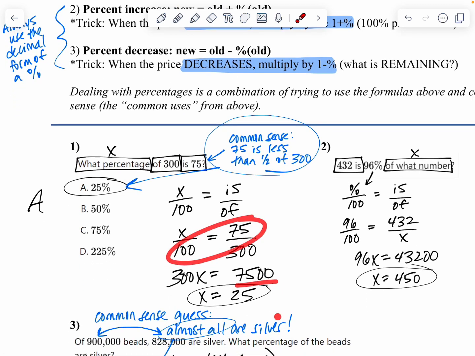I've got another very basic example using that same formula. 432, that's my is number, so that goes here. 96%, that goes over 100, that's the percent. Of what number means I'm putting an X where the of is, so that's down here. Okay, so you can just take some of these questions and plug in the numbers to the right spot, and you can cross multiply. You get 96x this way, keep your equal sign in the middle, and then when you cross this way, you get 43,200. Divide, and you get 450. Super.